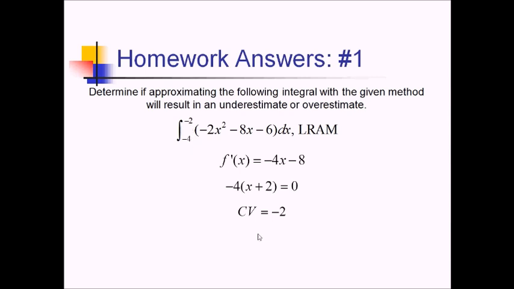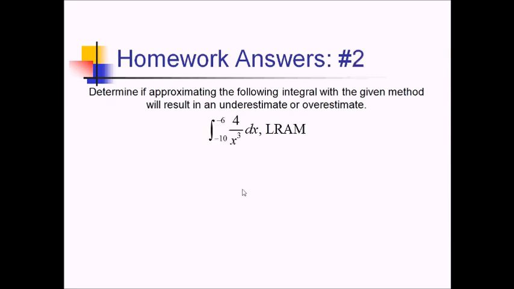All right, let's test a point in the interval. I think negative 3 would work out best. If I plug negative 3 into my first derivative, that's going to be a negative out here, negative in here, so that's a positive overall. That means this is an increasing function inside this interval. Since it's increasing, that means LRAM is going to under-approximate it.